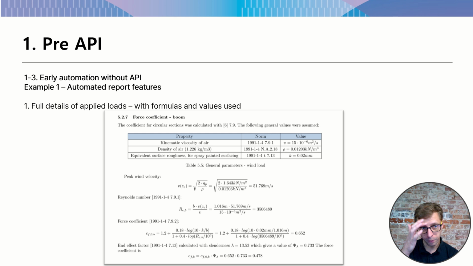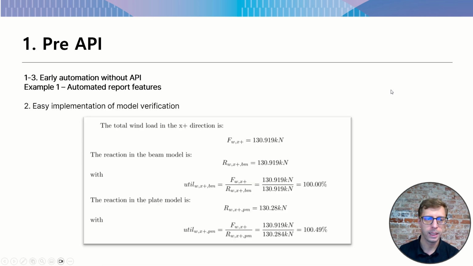And here is an example of the calculation report that was used. So essentially, all the formulas are populated, all the values are given, everything can be checked, all the values inputted, reference to all of the required norms, all the values that come out, and everything would be in the calculation report. Easy model verification.